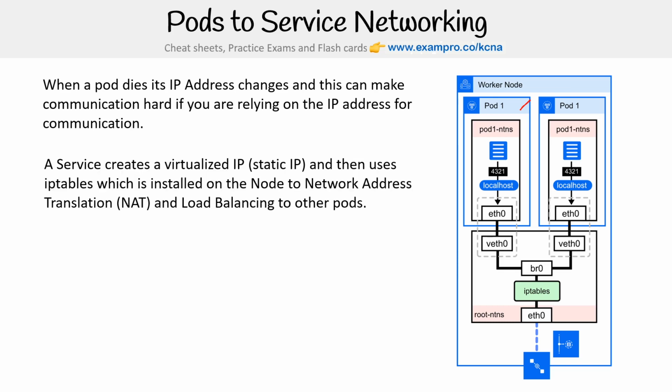So a service creates a virtualized IP, a static IP, over here, and then uses IP tables. So IP tables is over here, which is installed on the node, right? So it lives on the node, not in a pod, to do NAT, network address translation, and load balancing to other pods. And that's pretty much all there really is to it. That's all there is, okay?